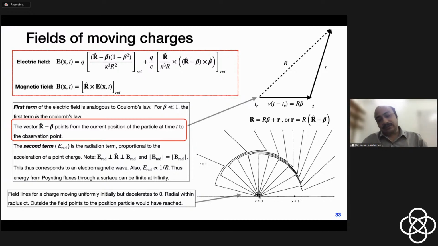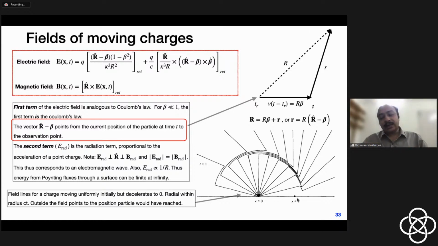So if you just look at the field lines, forget the inner region for now. The outer field lines would look something like this. They will point to the current location of the charge. This is a bit counterintuitive, but the field lines will always be radially going outwards from the current location of the charge, which would be x equals to 1.